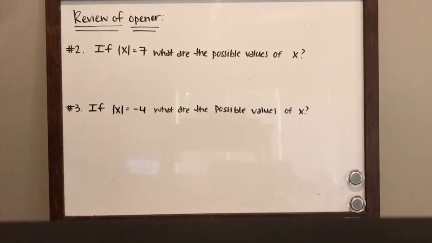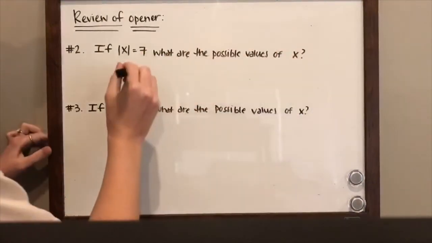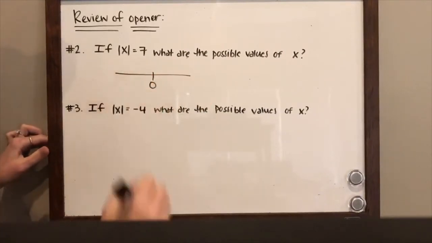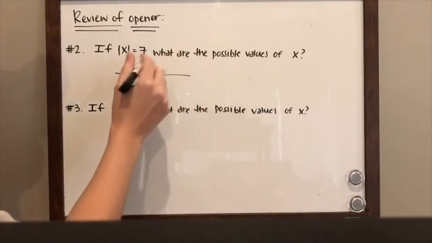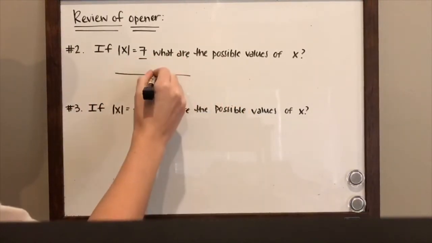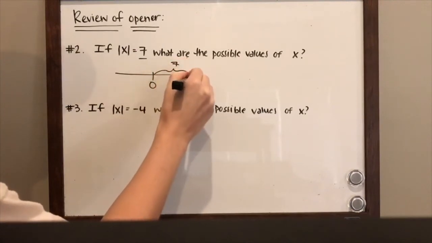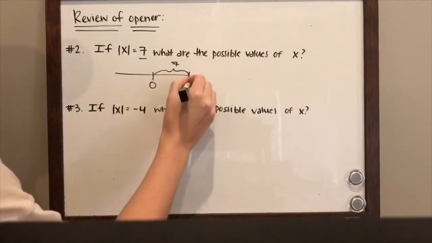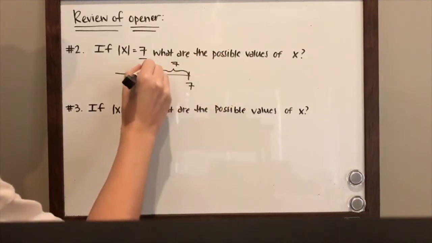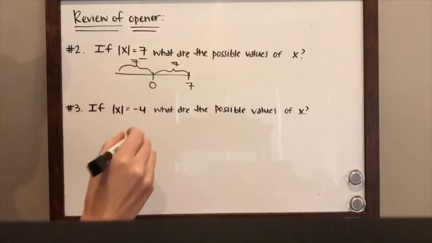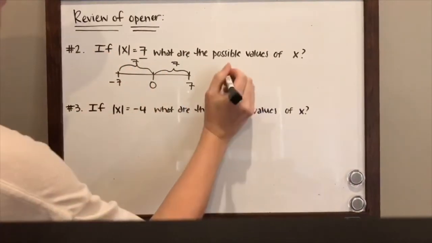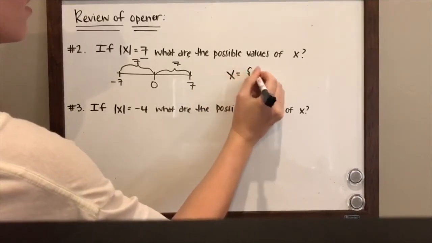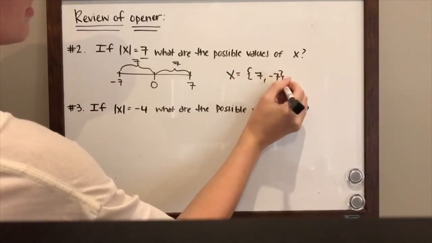If you'll recall, absolute value refers to the distance from 0 on a number line. So if I have my number line and I want to know this magical value of x, how far away it is from 0, I know it's 7 away from 0. So I can go 7 away in this direction, and what number do I land on? I land on positive 7. I can also go 7 away in this direction, and what number do I land on there? Negative 7. So the possible values of x are going to be 7 and negative 7.